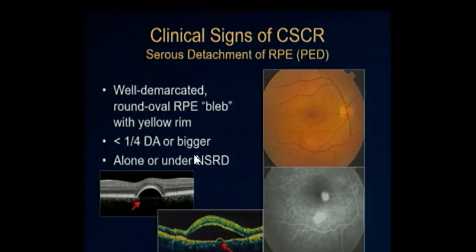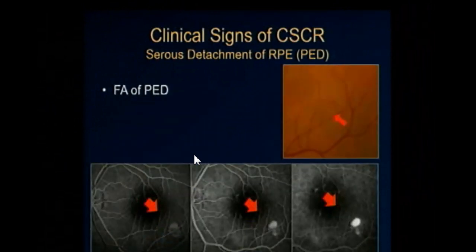So these will also translate as little blebs. You can see them clinically as these round blebs with a yellow rim. They could be smaller than a disc area or bigger, and they can be alone, or such as in this case, under the neurosensory retinal detachment. So it can be a combination. They can even leak from on top of the pigment epithelial detachment. We've seen a case yesterday in the retinal imaging conference.